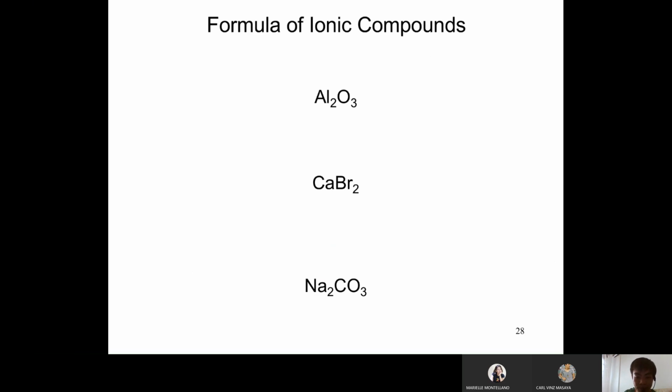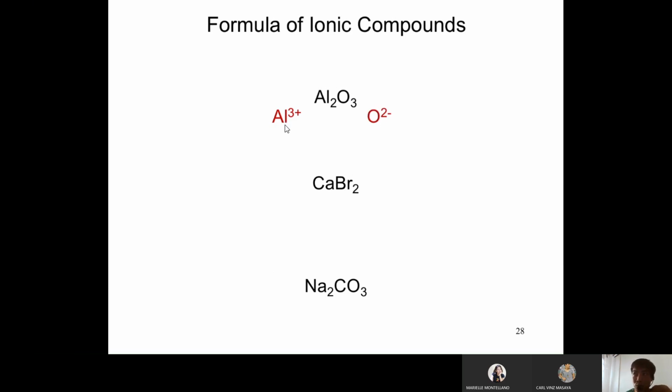Okay. Ito yung mga typical, teka lang. So, yan. So, ito yung mga typical formula for ionic compounds. Tignan natin kung tama yung mga formula nila. Di ba, ang aluminum oxide, gawa siya sa atoms ng aluminum and oxygen atoms.